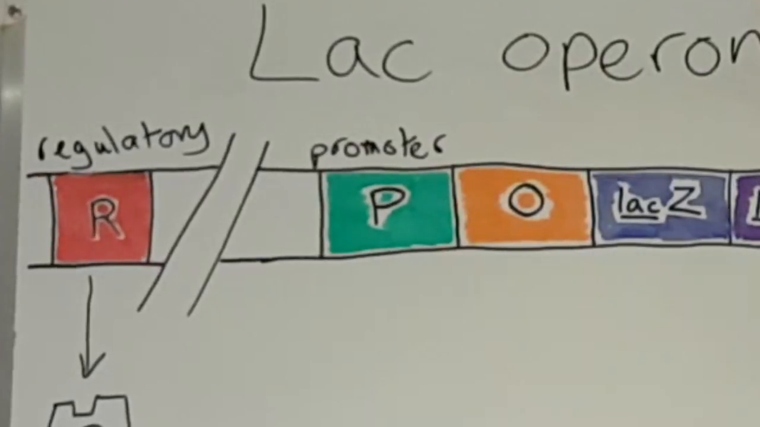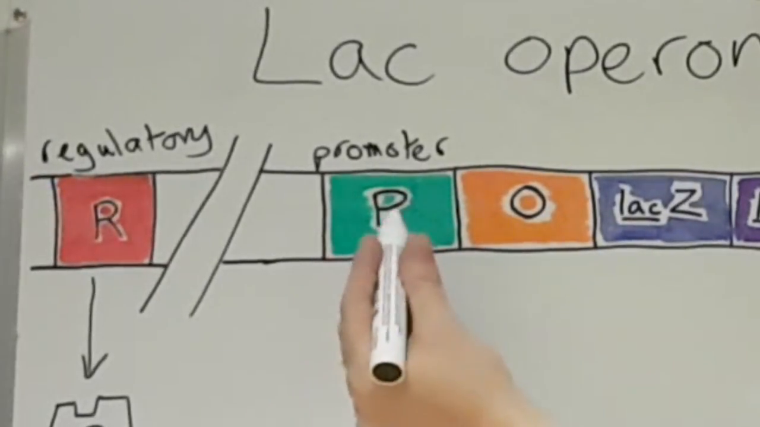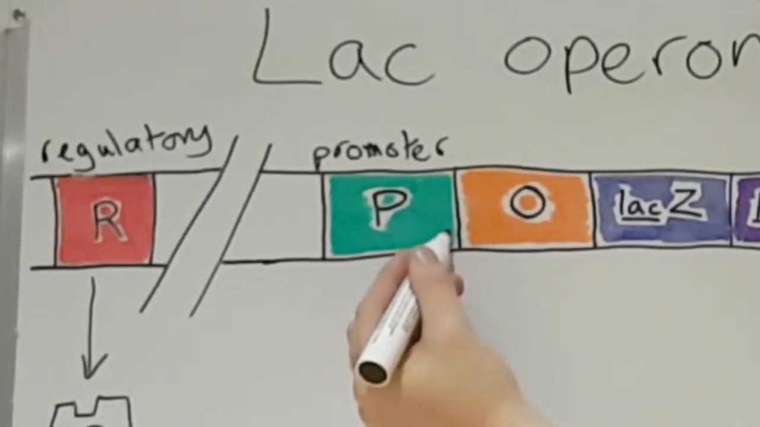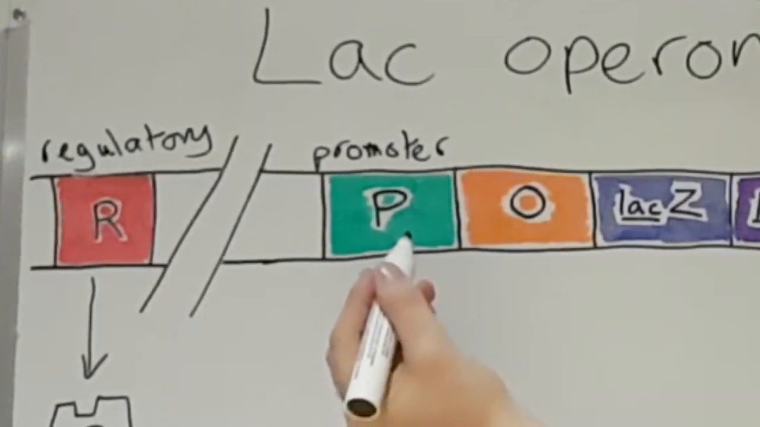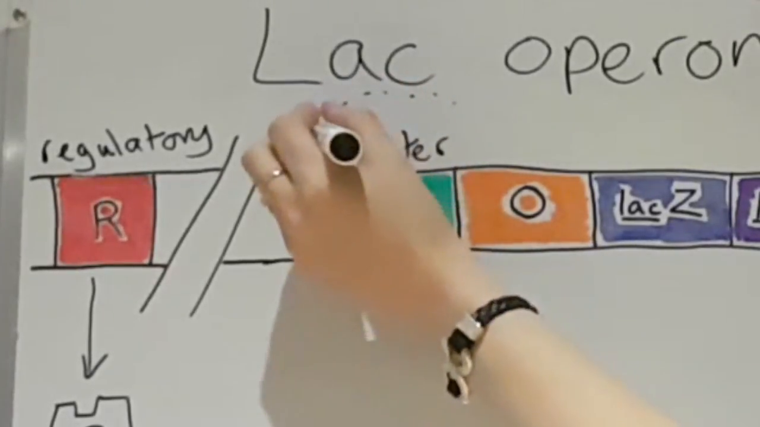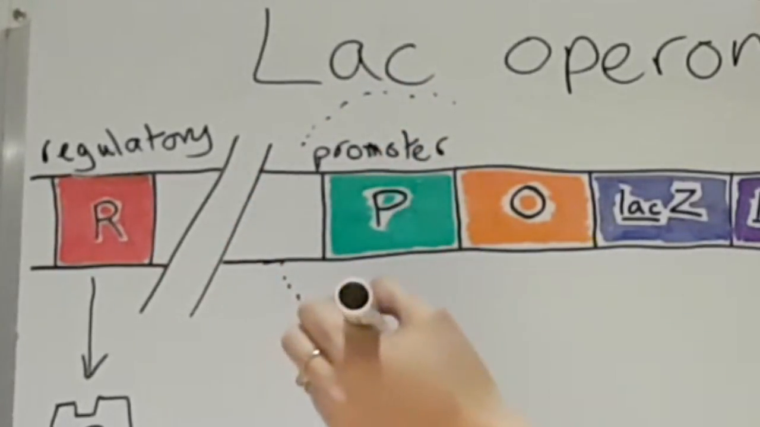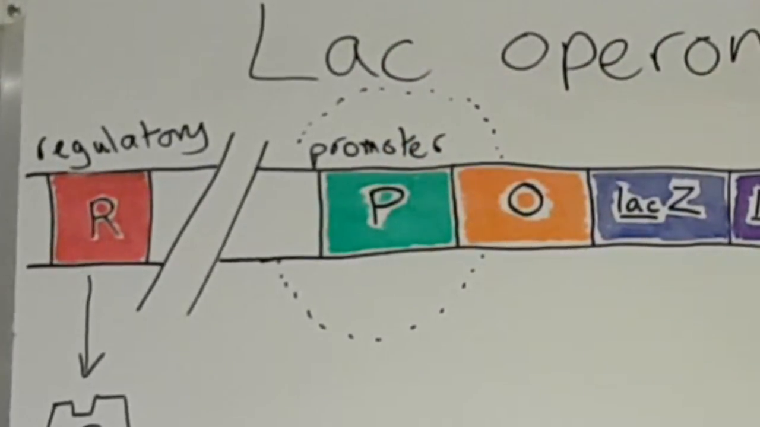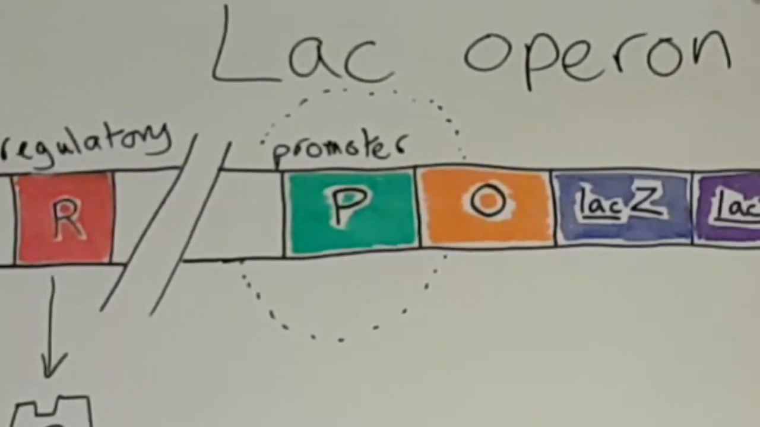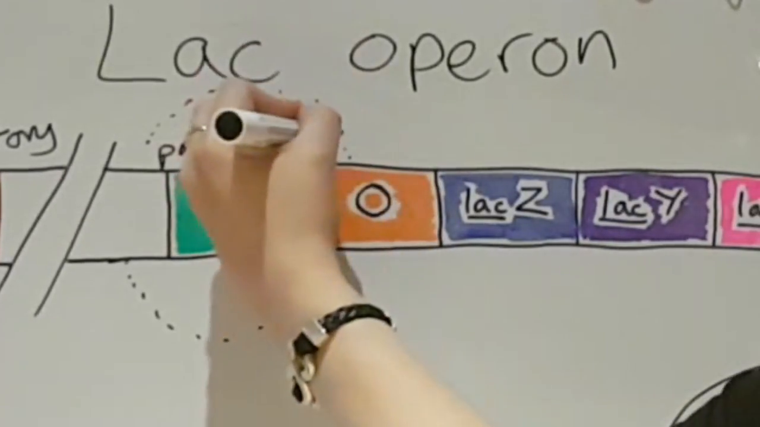The promoter region contains the site where the enzyme RNA polymerase should bind. So it will have a complementary shape to the active site of RNA polymerase, so that we can draw the enzyme around this section of the DNA strand. The next section here is the operator.